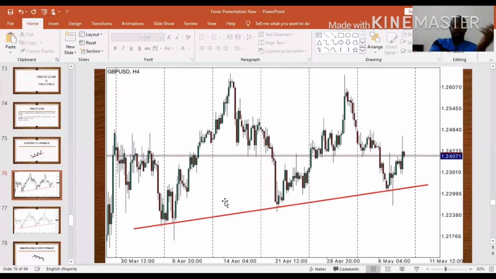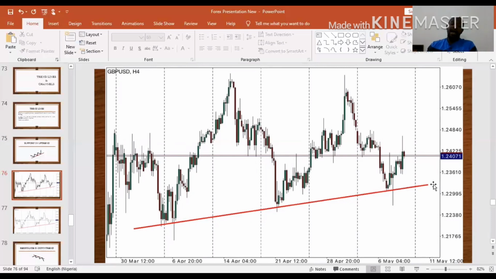The trend line on GBP USD is holding because it's an uptrend. You can see there is a low here and there is a higher low. Remember, we'll talk about uptrend. This low is higher than this low. Now what happened on the next subsequent one as well? This low is higher than this low. So you connect those three points and you have yourself a trend line. So this is a trend line.